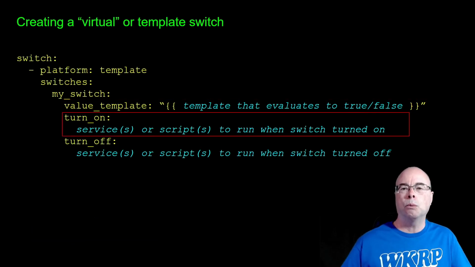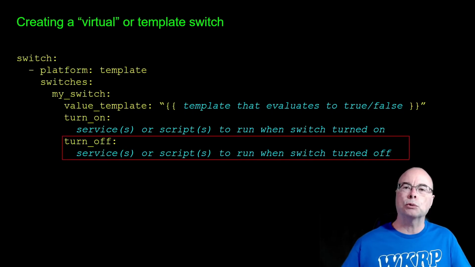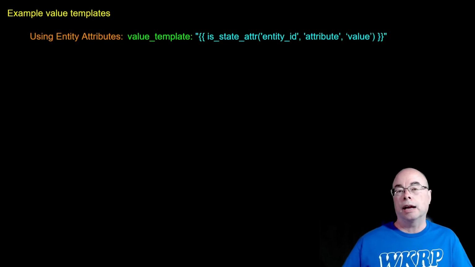There's going to be what do we want to do, or what actions do we want to take, when we turn that switch on. So when we toggle it from off to on, what services or scripts do we want to run? And in the same way, when we turn that switch back off, what services or scripts do we want to run?